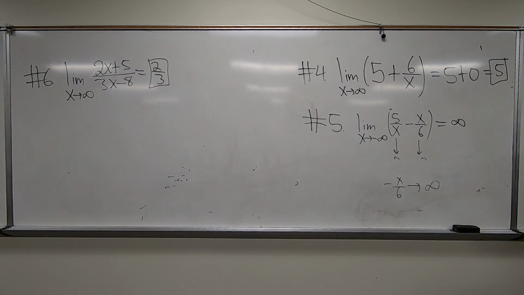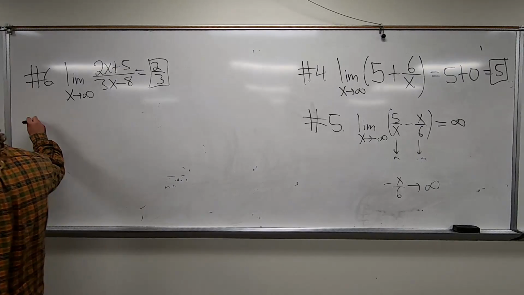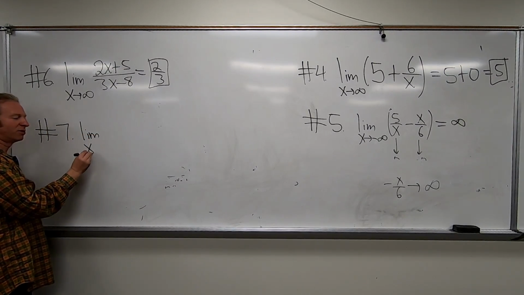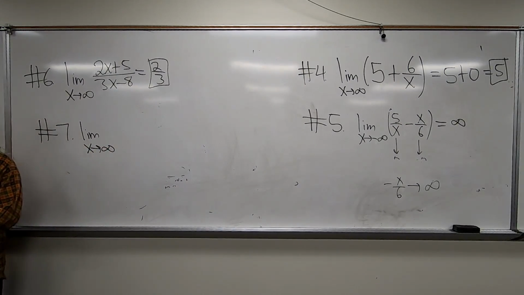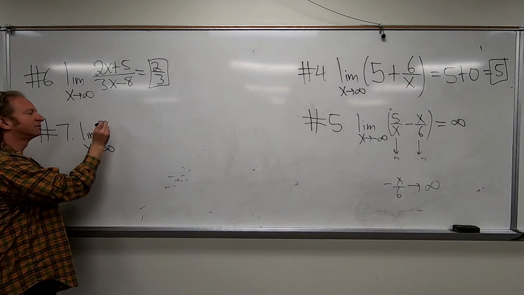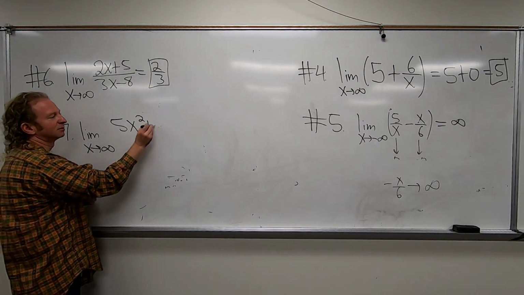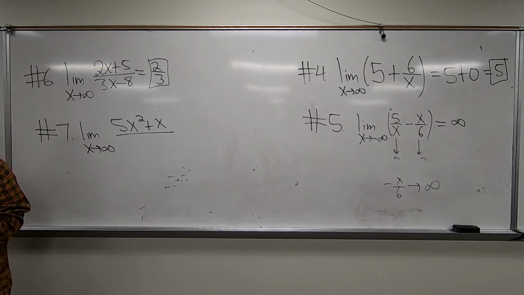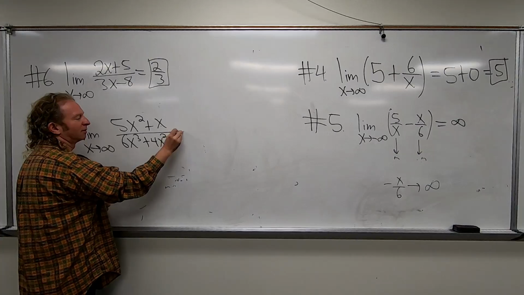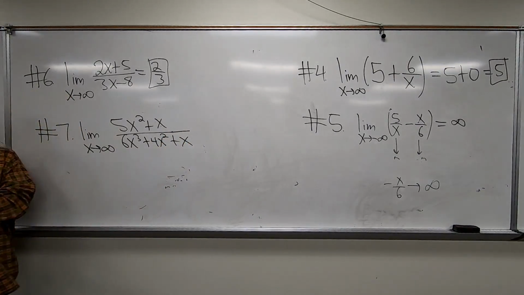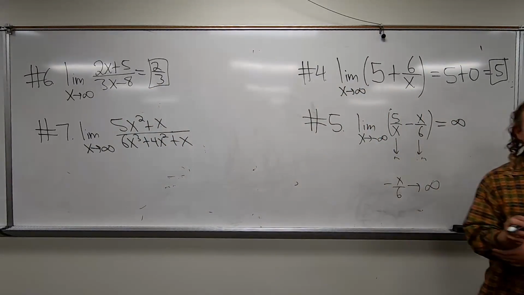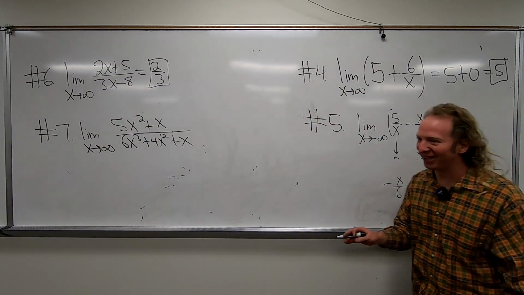Number 7, we should just do it for completeness since it's easy and we're going down the line. Limit, x approaches infinity. Can you read me the top, Josh? Number 7. 5x squared plus x over 6x cubed plus 4x squared plus x. That's a lot of writing for something so easy. I don't know if it's that easy, right? What do you think the answer could possibly be?